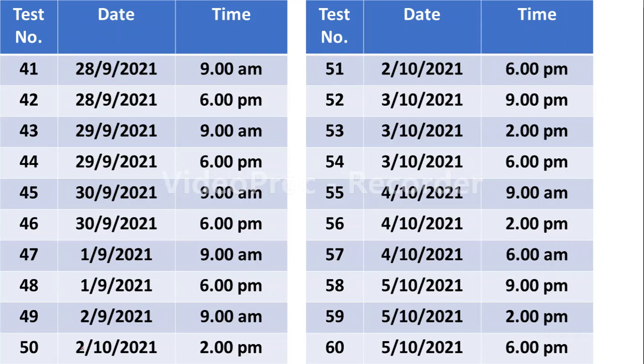And from 2nd October 2021 you will have 3 tests per day. One is at 9 a.m. in the morning, the second test will be at 2 p.m., and the third at 6 p.m. So from 2 October to 5 October you will have 3 tests every day. We are completing all the tests on 5 October 2021. I wish all the best to all, and this crash course is very helpful for your paper 1 preparation.